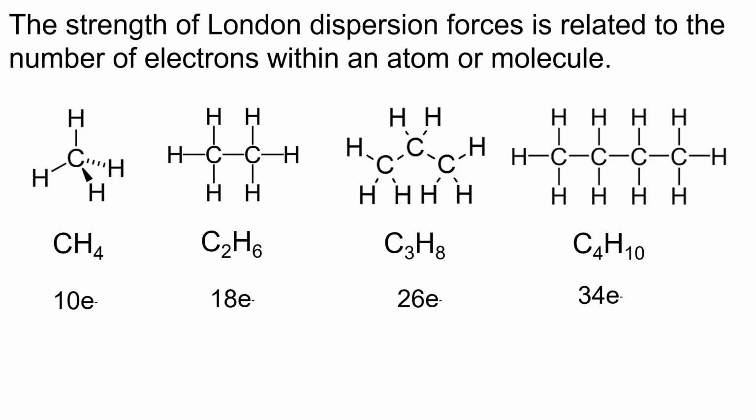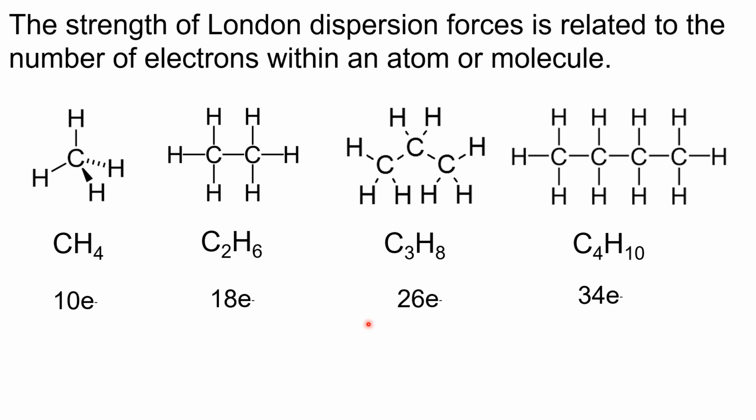The strength of London dispersion forces is related to the number of electrons within an atom or molecule. I'm going to use the first four alkanes as an example. We have methane, ethane, propane and butane. As we go from left to right, they've got more atoms in their molecule, therefore more electrons.